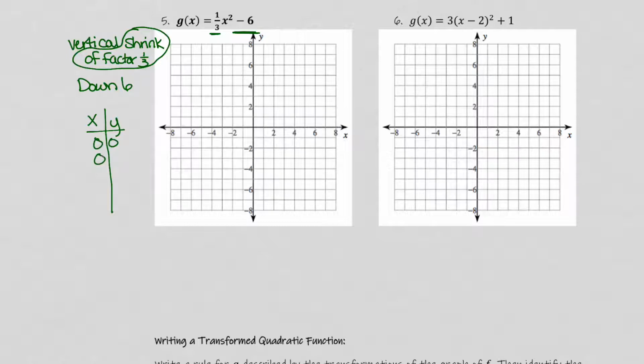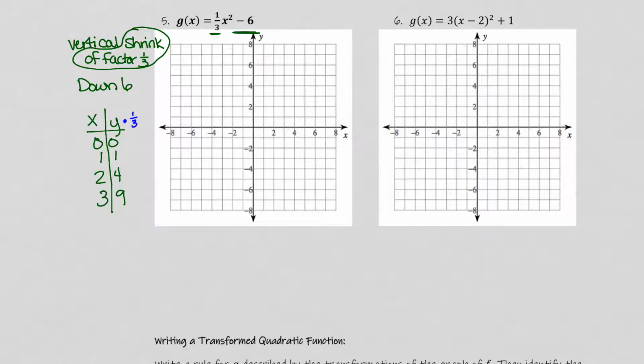Okay, so we had those points I told you to eventually memorize here. If I square 1, I get 1, 2 squared is 4, 3 squared is 9. And now I have something in front of x that is multiplying x squared. So I'm going to take that and I'm going to multiply all the y values by 1/3.